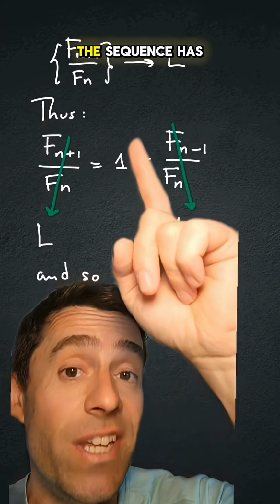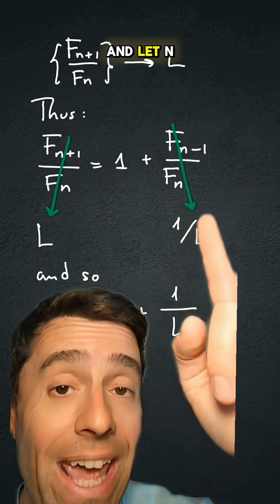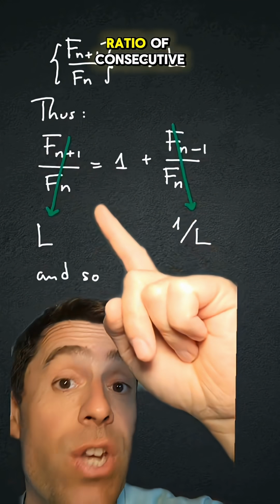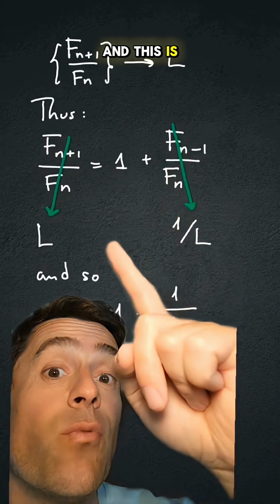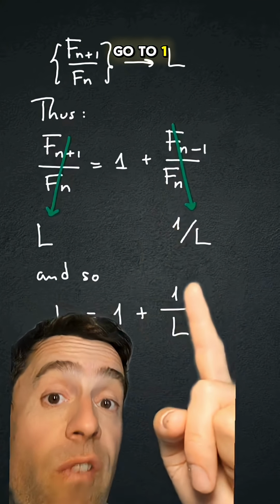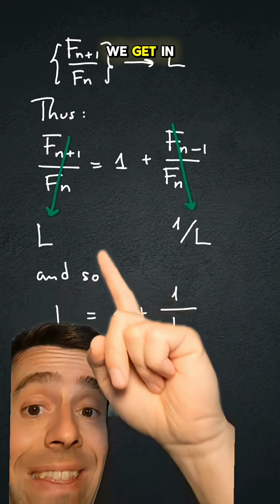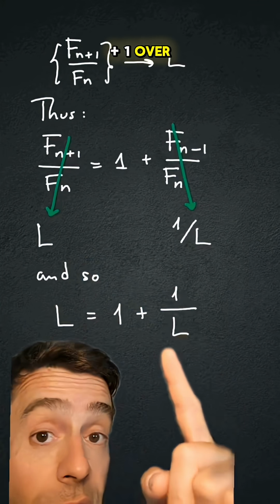And then if the sequence has a limit, then we can use the expression we had before and let n go to infinity. This is a ratio of consecutive Fibonacci numbers, so it will go to L. And this is the reciprocal of a ratio of consecutive Fibonacci numbers, so it will go to 1 over L. And so what we get in the limit is that L is equal to 1 plus 1 over L.